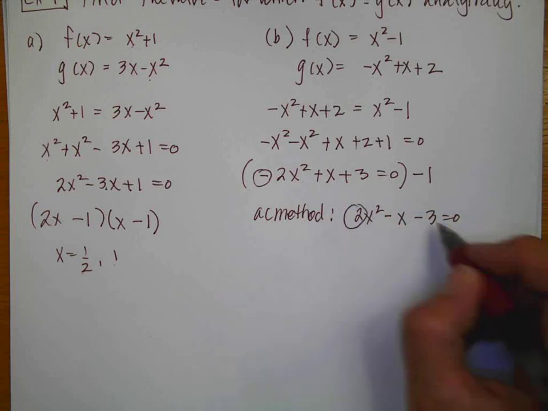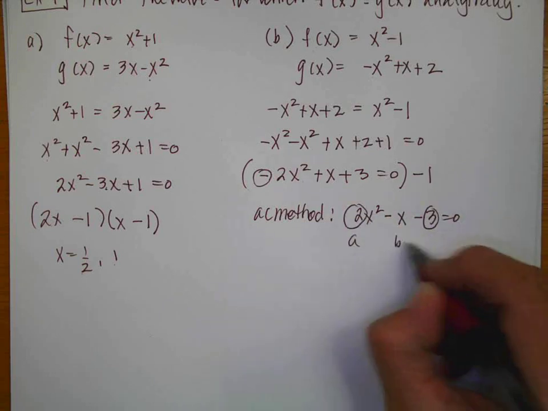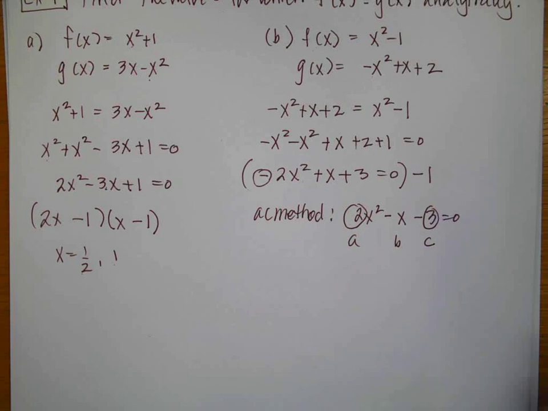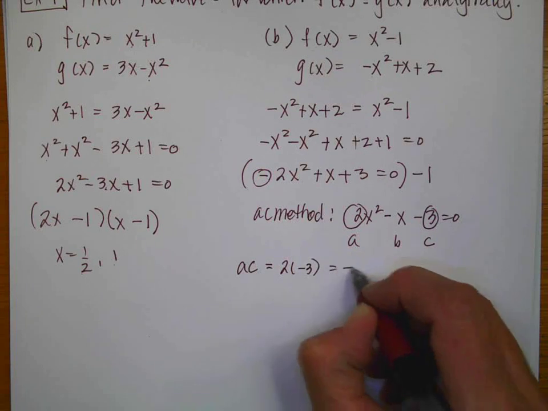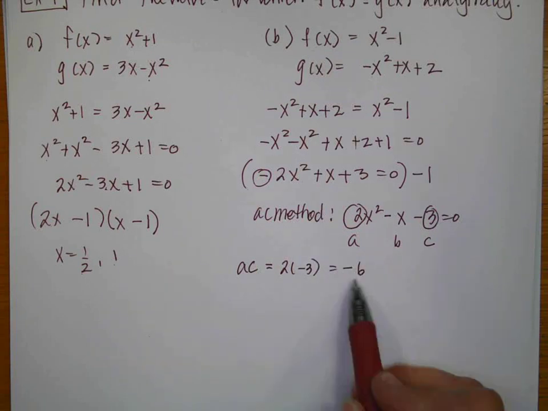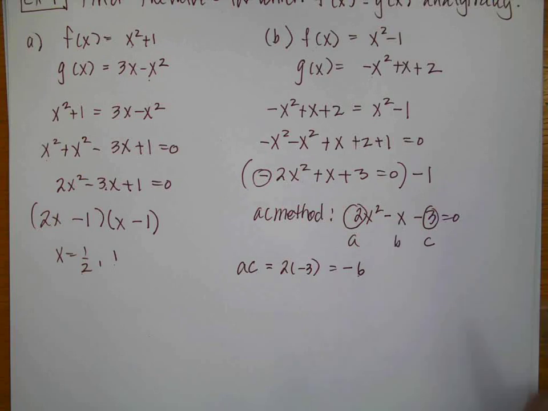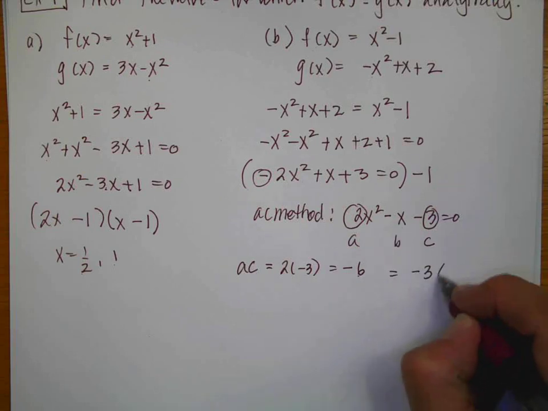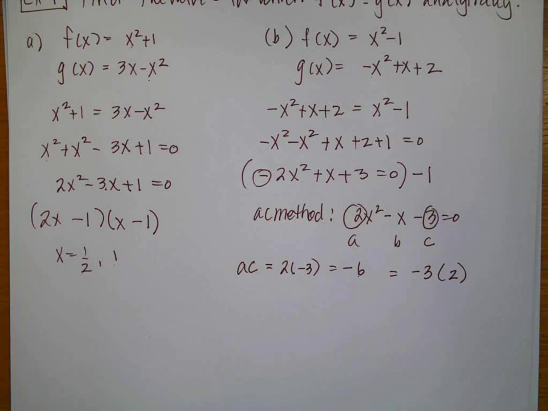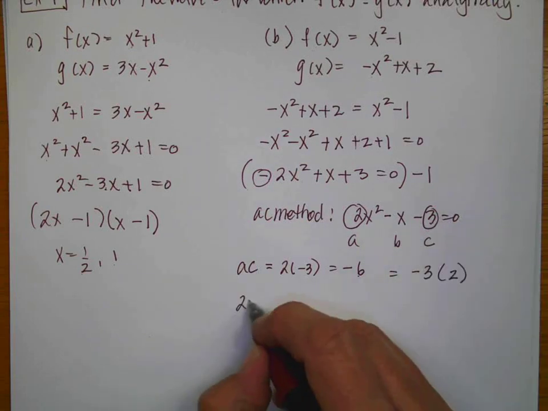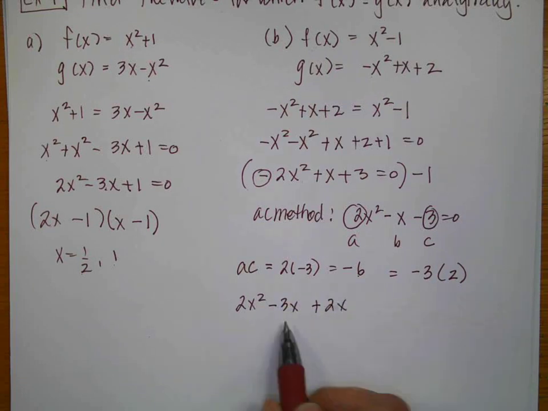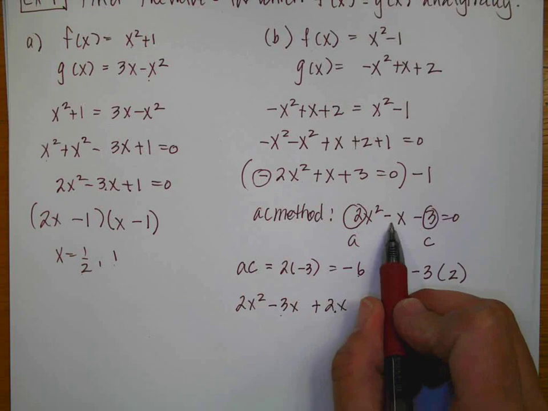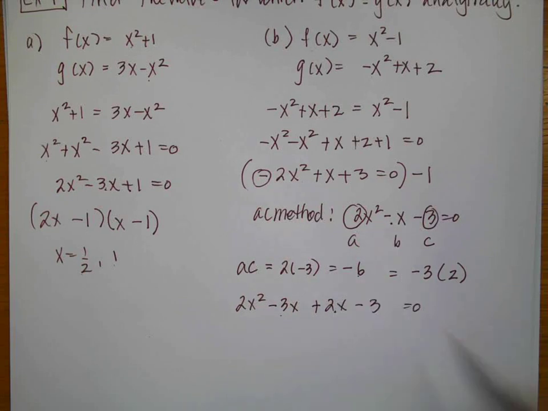To do the AC method, I'm going to multiply A and C, because remember this is A, this is B, this is C in a quadratic. So A times C is 2 times a negative 3, which is a negative 6. Now I need the factors of a negative 6 that give me a negative 1, and that's going to be a negative 3 and a positive 2. I'm going to rewrite the middle term, so 2x squared, minus 3x plus 2x. A negative 3 and a positive 2 is a negative 1, minus 3.